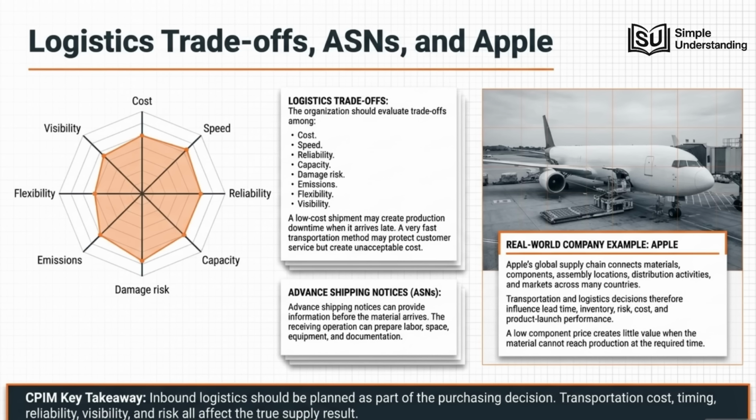CPIM key takeaway. Inbound logistics should be planned as part of the purchasing decision. Transportation cost, timing, reliability, visibility, risk, and cost all affect the true supply result.